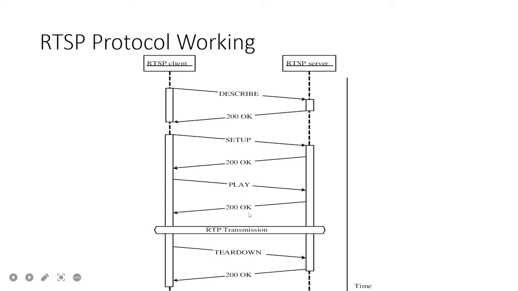And in between the client can send a pause request, so the video will be paused, and when the client will send a teardown request, the RTP transmission will be closed. So now we will understand the RTP protocol which is used to transmit the data frame.